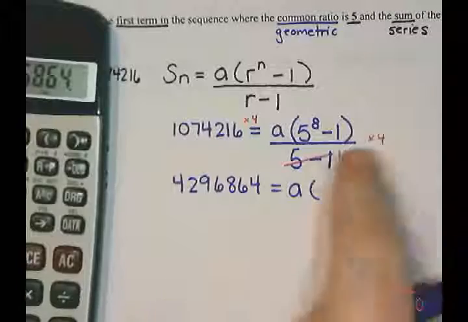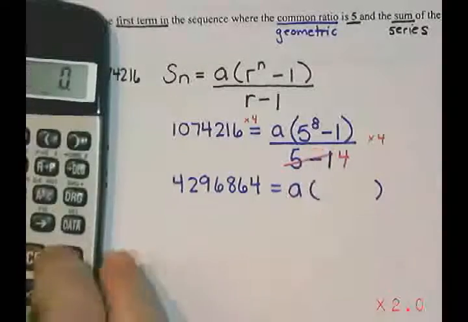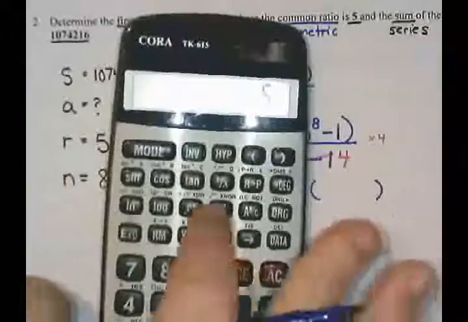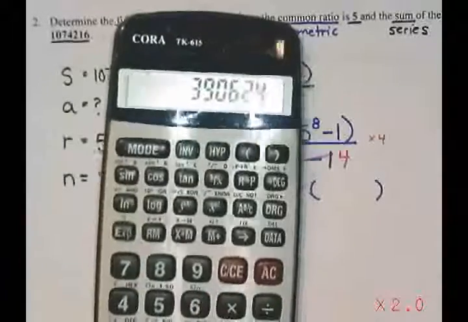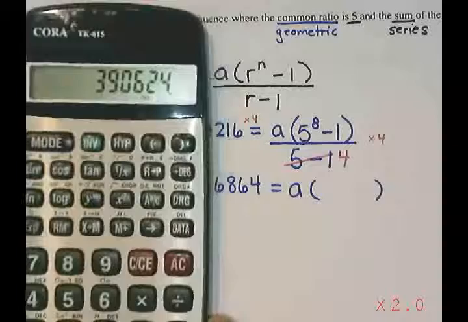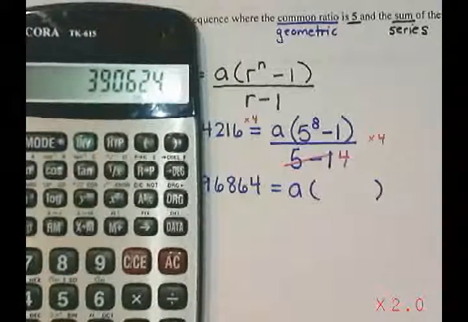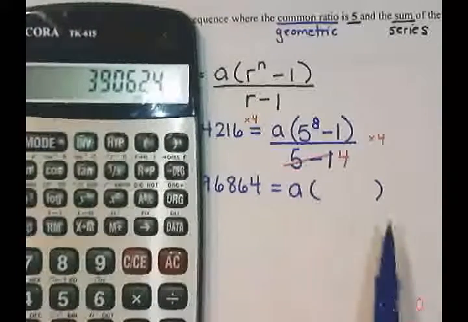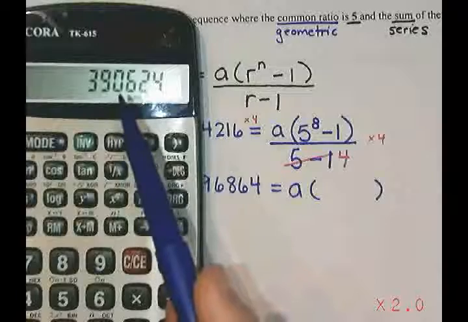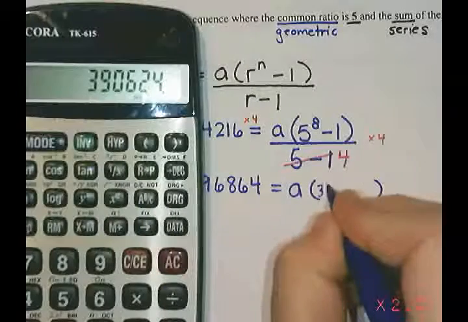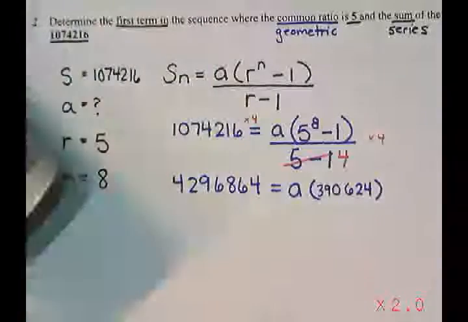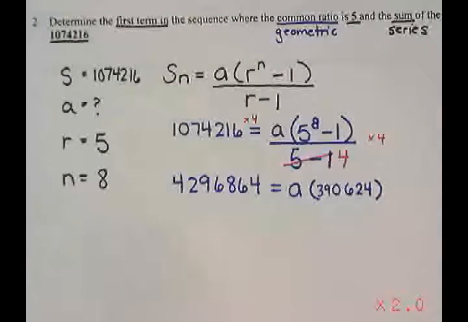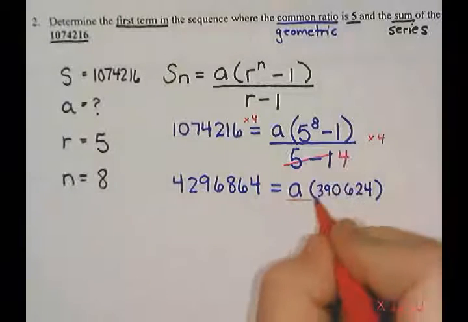Now, at this point, I have a choice. I could work out 5 to the power of 8 minus 1, but sometimes that number is going to be a little bit too big, so it's always worth checking out to see. And to me, that's okay. It's not in scientific notation, so it's not being rounded. If it was in scientific notation, I probably would just leave it and divide by the whole thing, but I'm going to work this out since it worked out fairly nicely. This is 390,624. And then to solve for A, all I need to do is divide both sides by 390,624.